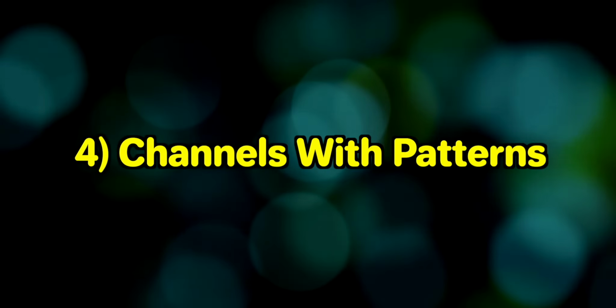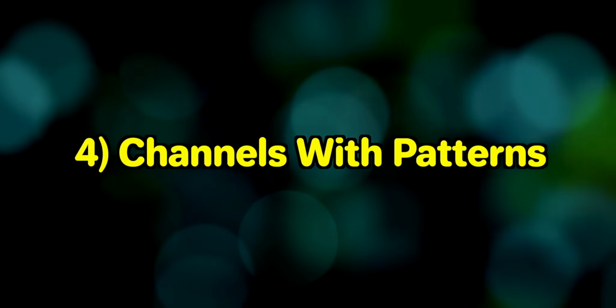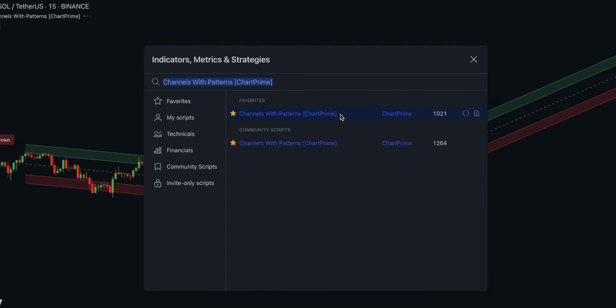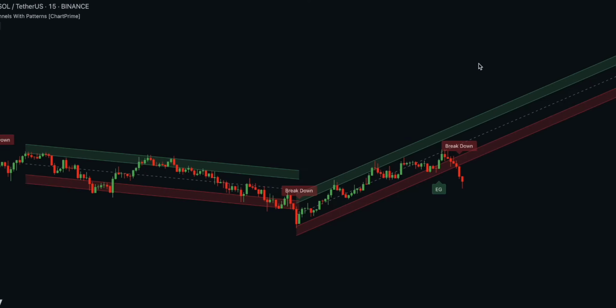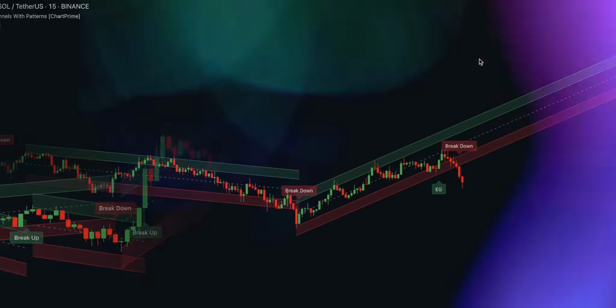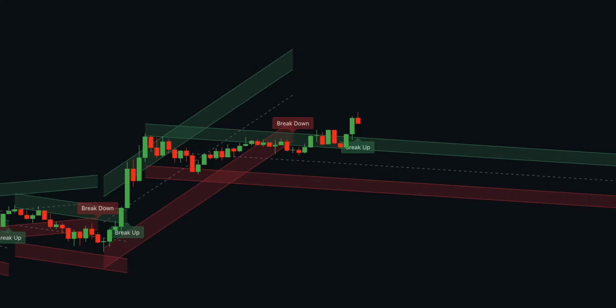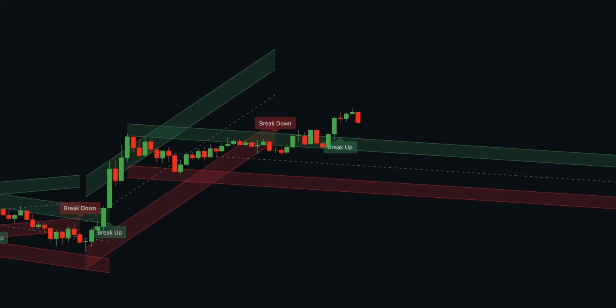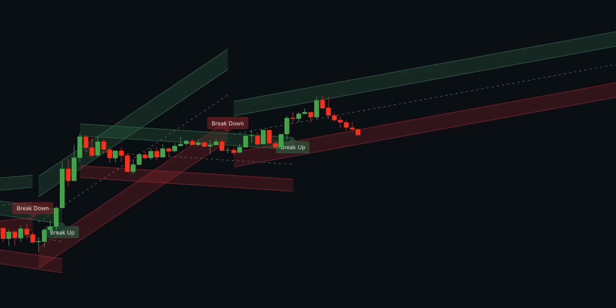The 4th indicator on my list is called the Channels with Patterns by Chart Prime. This tool is similar to the previous one. However, this one uses trend lines to identify sniper entries. This indicator uses a single pivot in conjunction with a smooth version of the price to estimate the direction of an emerging trend. Using ATR, this indicator estimates the volatility of the new trend by adjusting the channel size by a multiple of the current ATR.